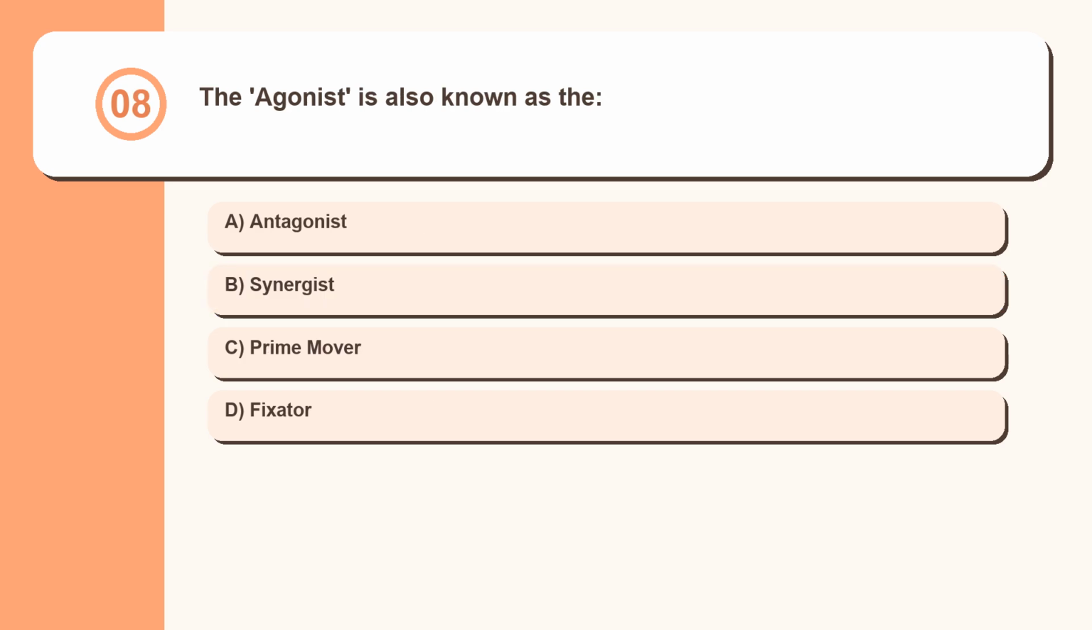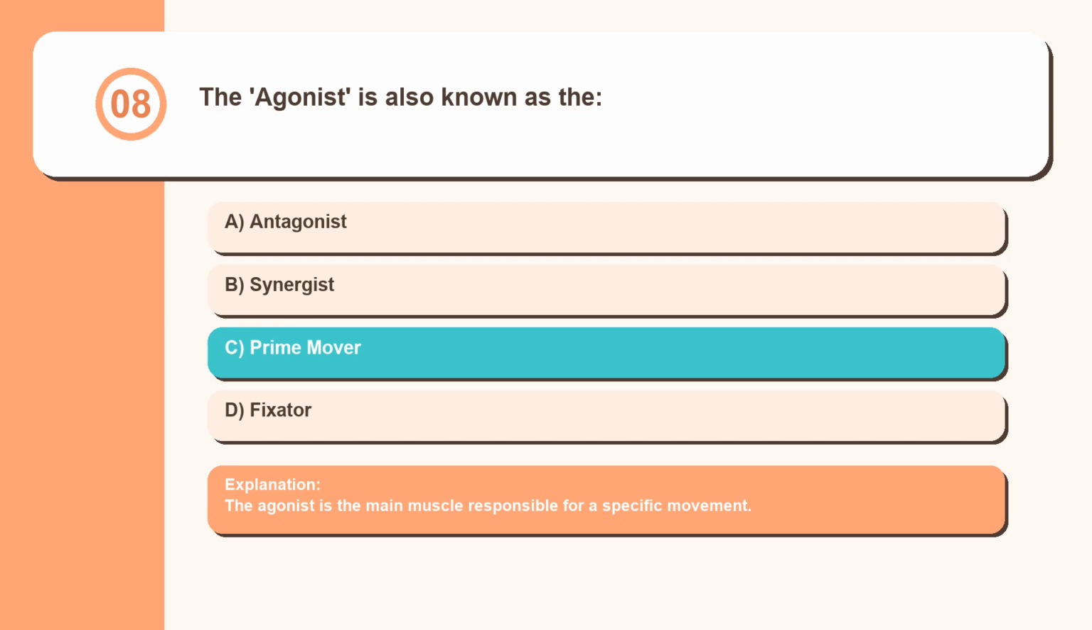Question 8. The agonist is also known as the antagonist, synergist, prime mover, fixator. The agonist is the main muscle responsible for a specific movement.